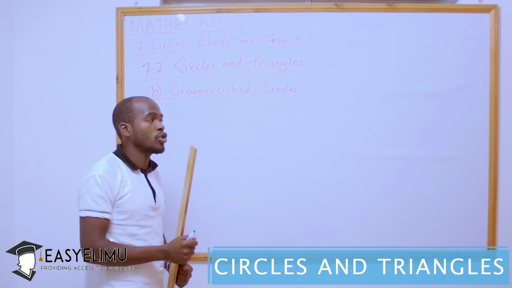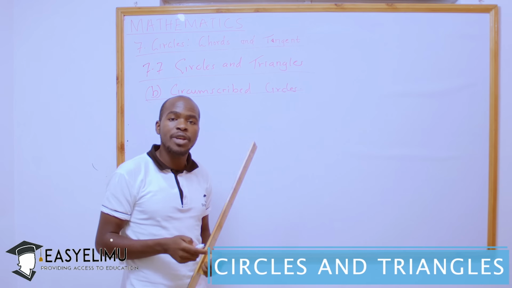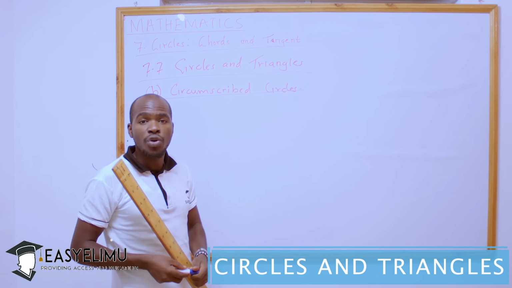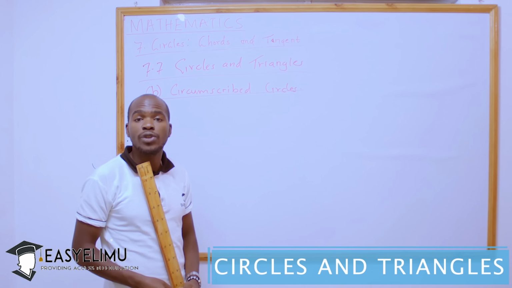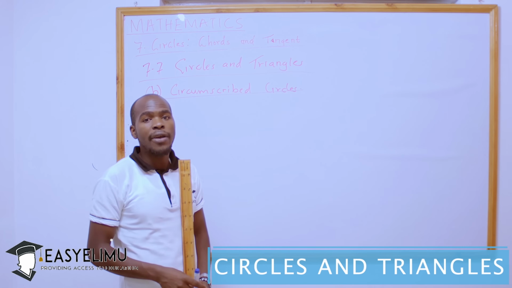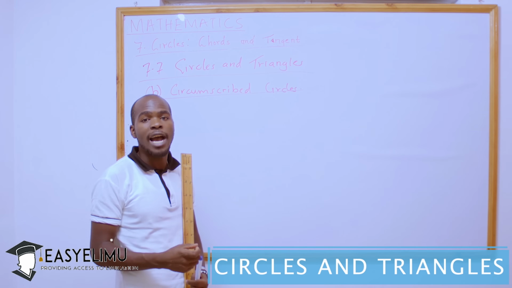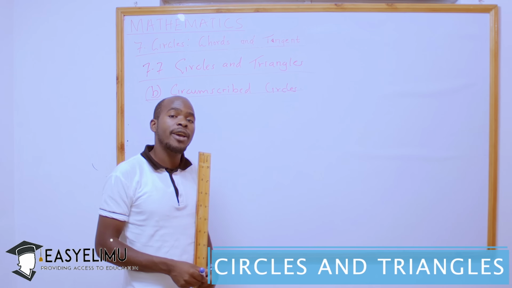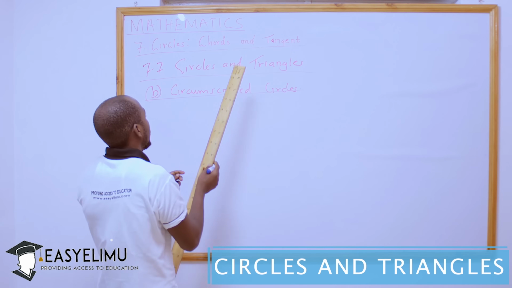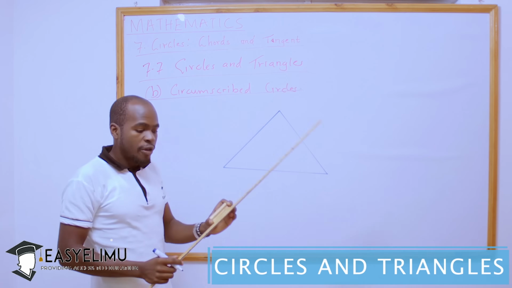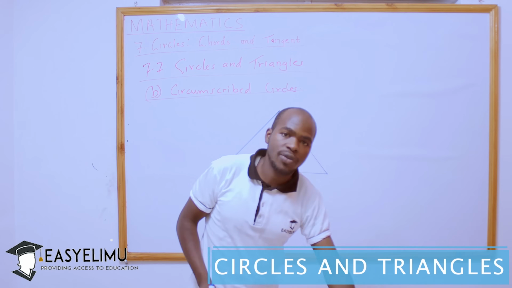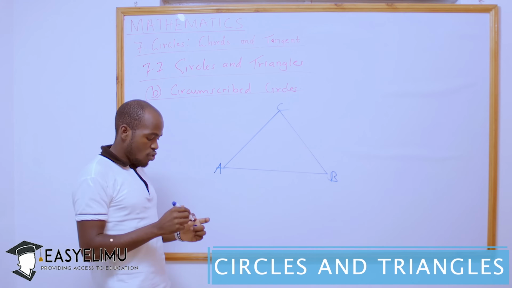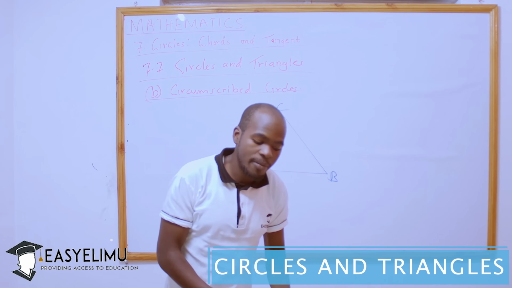For circumscribed circles, you will be issued with the measurements of a given triangle, or a triangle will already be drawn for you, and then you will be asked to circumscribe a given circle. I will guide you through guidelines which will help you to circumscribe any given triangle. If you have a triangle as what I'm having here, let's say A, B, C, you may be asked to circumscribe that triangle.